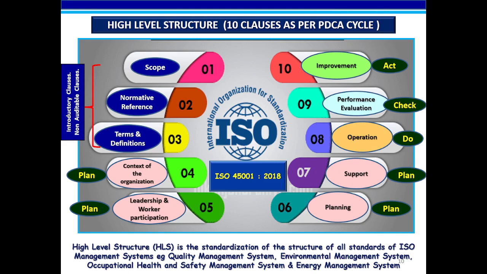You can also see that clauses 4 to 10 are integrated with the PDCA cycle, that is P stands for plan, D for do, C for check, and finally A for act. Clauses 4 to 7, that is context of the organization, leadership and worker participation, planning and support, come under plan in the PDCA cycle. Clause 8 refers to operation, which comes under do. Clause 9 performance evaluation comes under check, and finally clause 10 improvement comes under act.